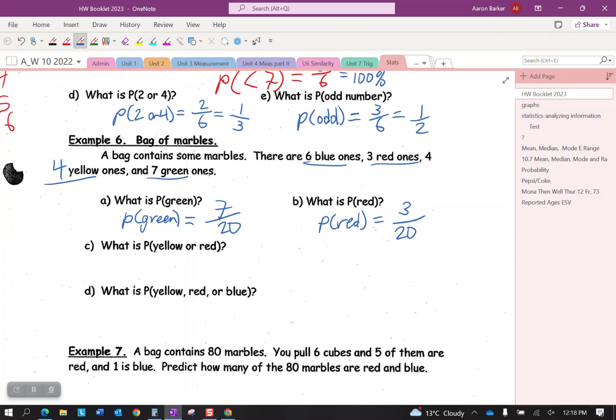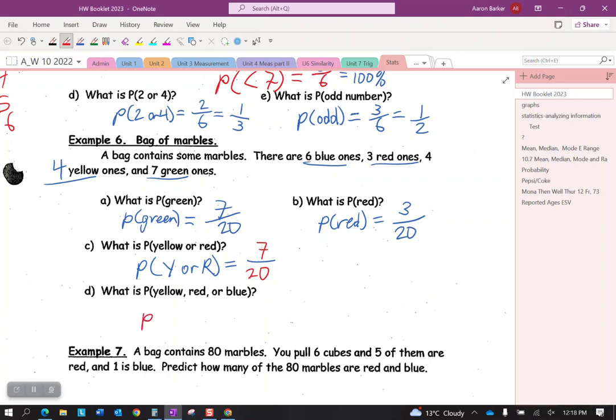Of course, you could turn that to a decimal and to a percentage. Usually, we like to keep it as a fraction. Yellow or red: 3 reds, 4 yellows. That's right. There's 7 possible positive outcomes over 20 because there's still 20 marbles altogether.